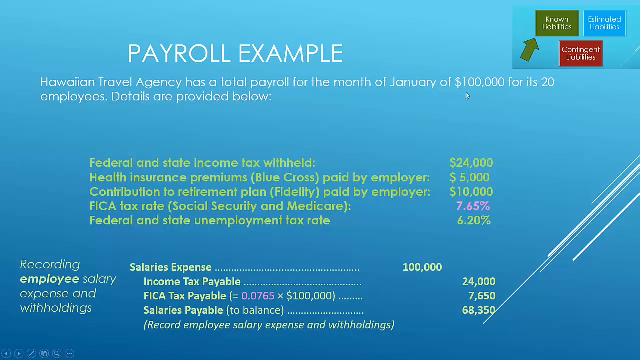So I took the $100,000 times the FICA tax rate, which just for this example, I don't know if it's gone up or down since I made this slide, is 7.65%. And then they have federal and state unemployment taxes that they have to collect. So anyway, the salaries payable, just to balance that out, would be $68,000. All the others are taxes that they owe.